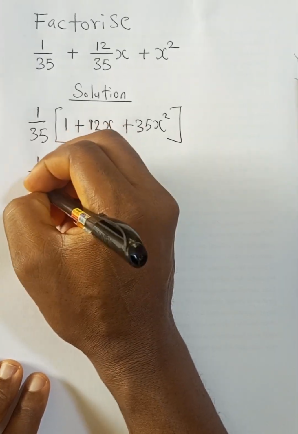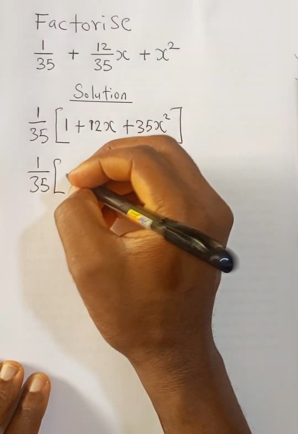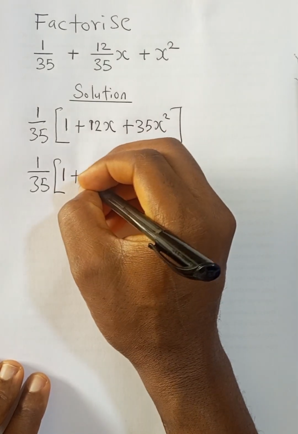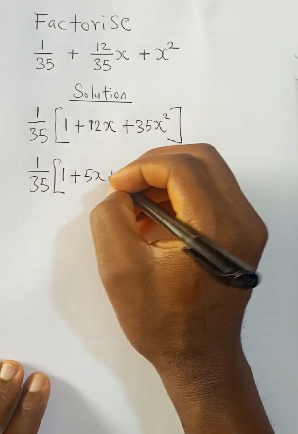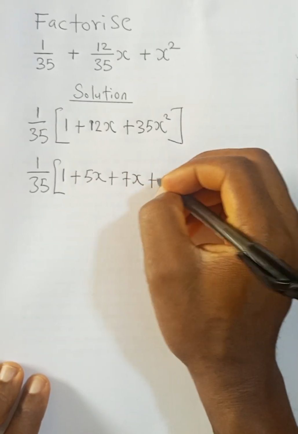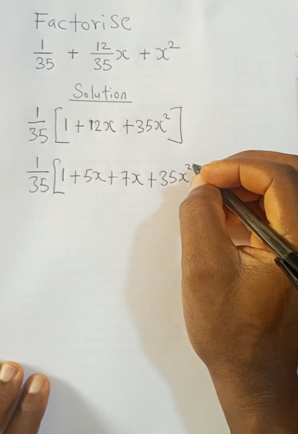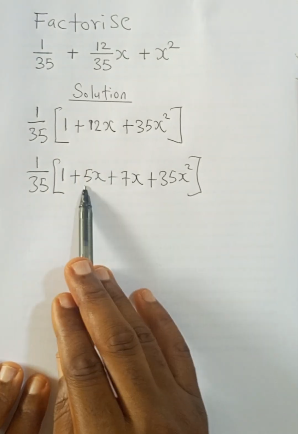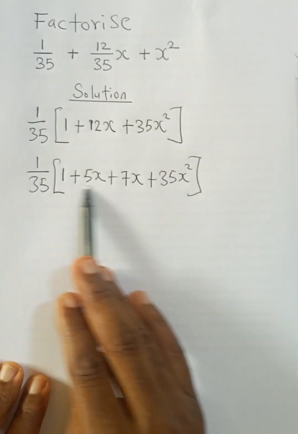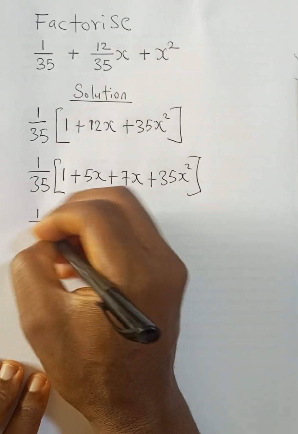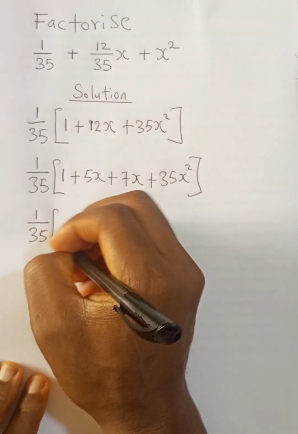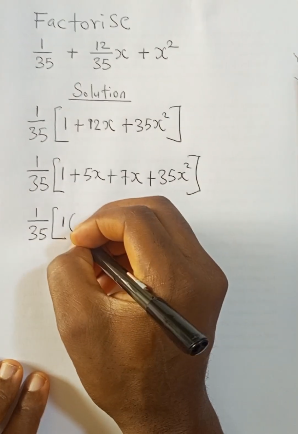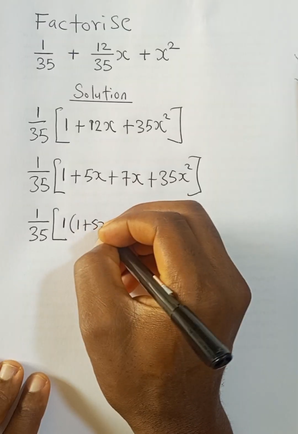So here we have 1 over 35 bracket 1, this one here. Then this 12x, I will replace it with plus 5x plus 7x, then we have 35x squared. Nothing has changed. This one, look at it, 12x is this 2, 35x squared, look at it here. They will factorize in pairs. Just keep stepping this down. If you factorize in pairs, in this first pair, what is common? 1. What will remain? It will remain 1 plus 5x.